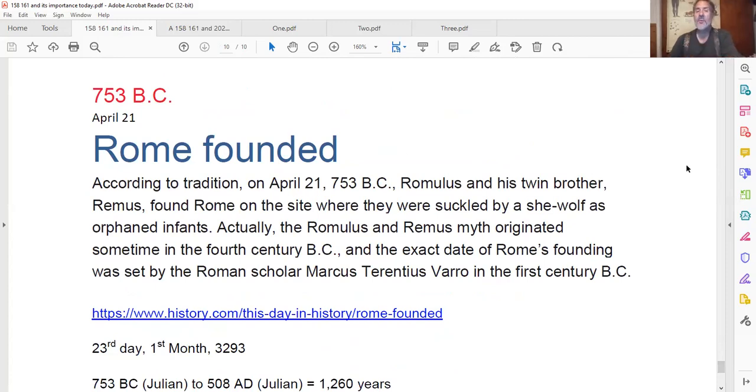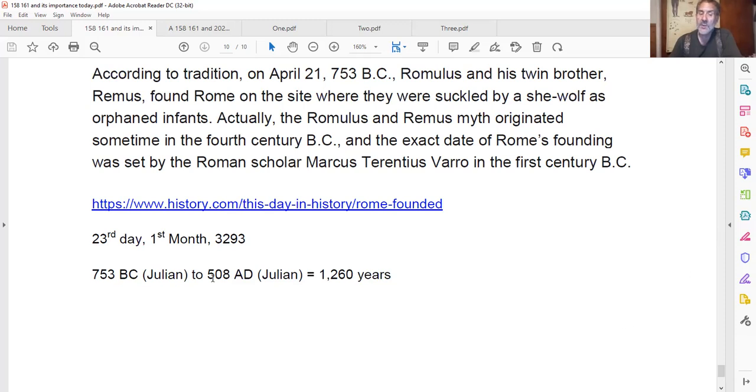According to tradition, on April 21st, 753 BC, Romulus and his twin brother Remus founded Rome on the site where they were suckled by a she-wolf as orphaned infants. Actually, the Romulus and Remus myth originated sometime in the 4th century BC, and the exact date of Rome's founding was set by Roman scholar Marcus Tertullius in the 1st century BC. I found it interesting that 753 BC Julian to 508 AD Julian gives us a period of 1,260 years. That's interesting.